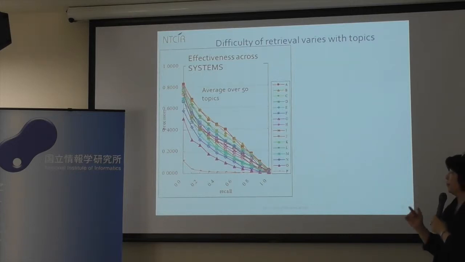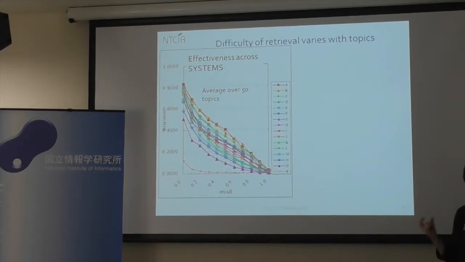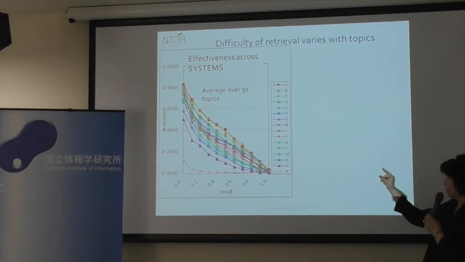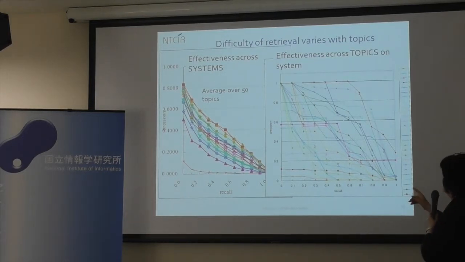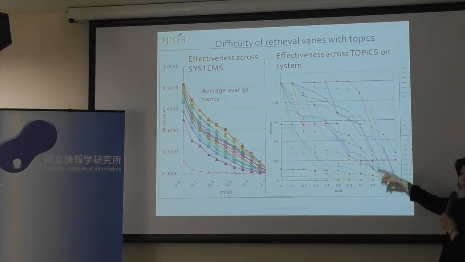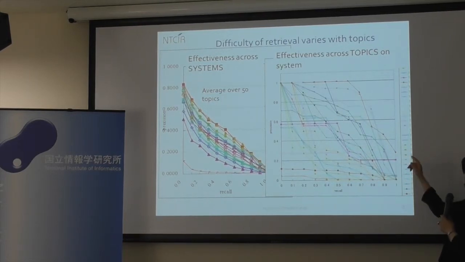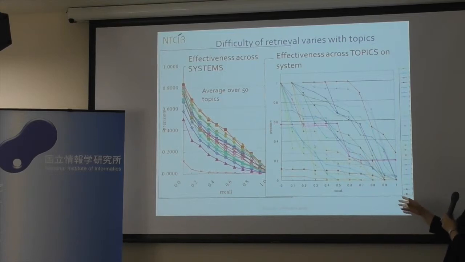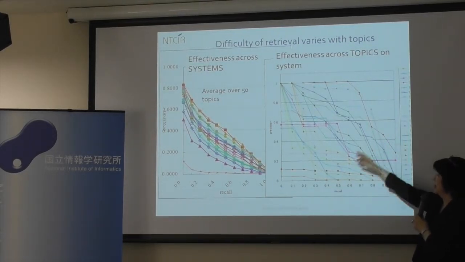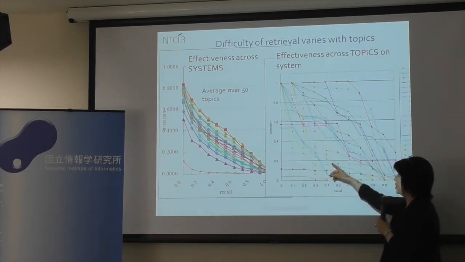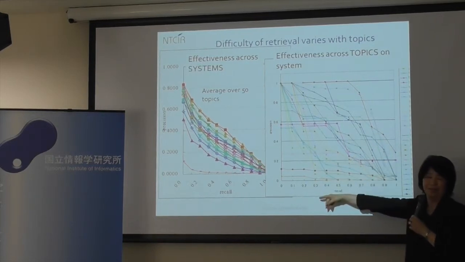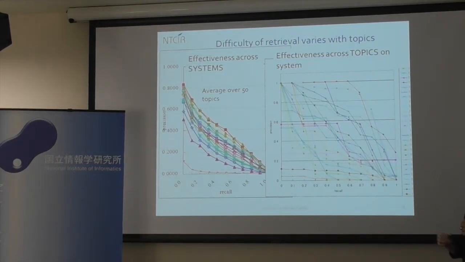But this graph is made by averaging over 50 topics, 50 queries, and the differences among the systems are not so big. But if we see the differences in the performance on each topic for a system, the difference is quite big. It means the differences across the systems are smaller than the differences across the topics. It means the difficulty of retrieval varies quite a lot across the topics, across the queries.